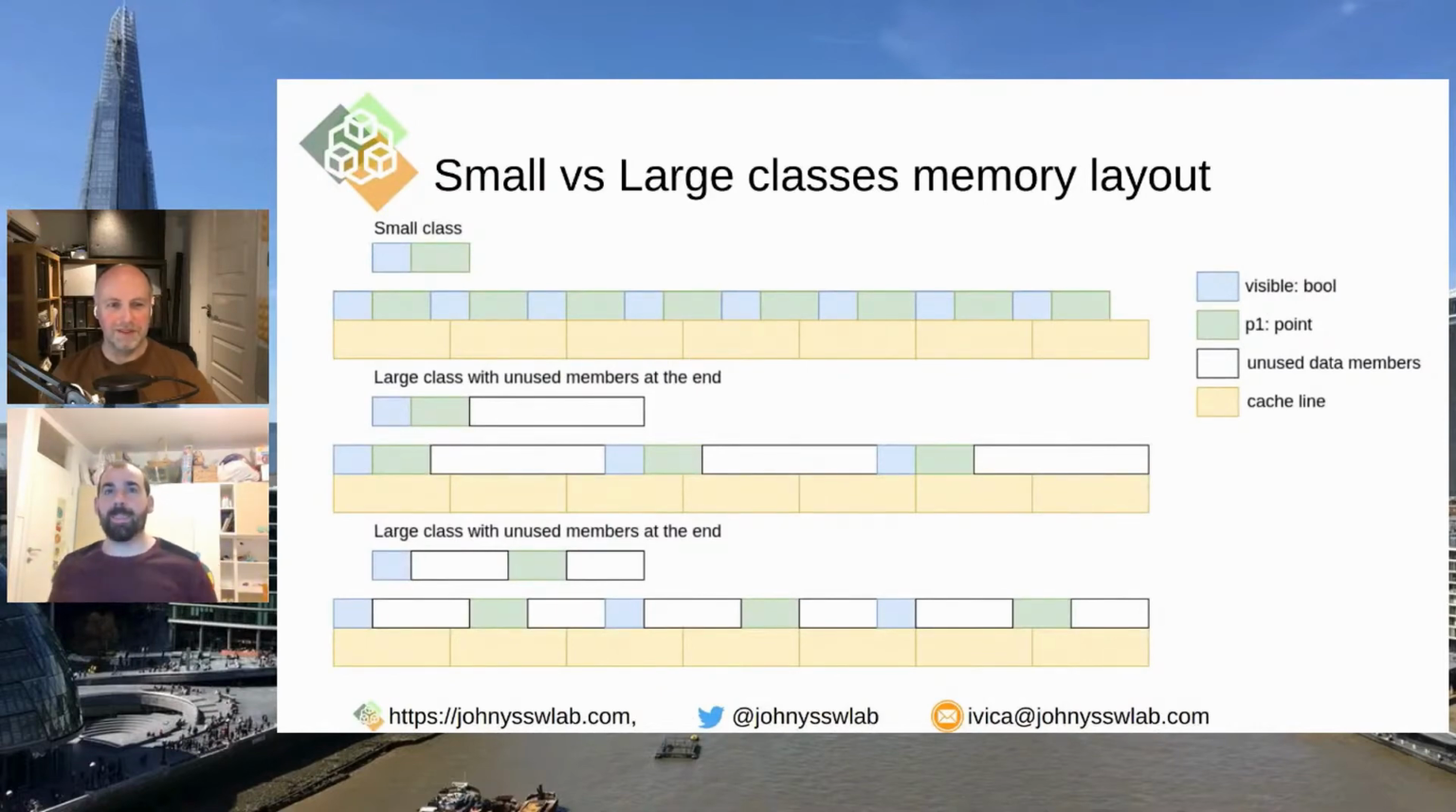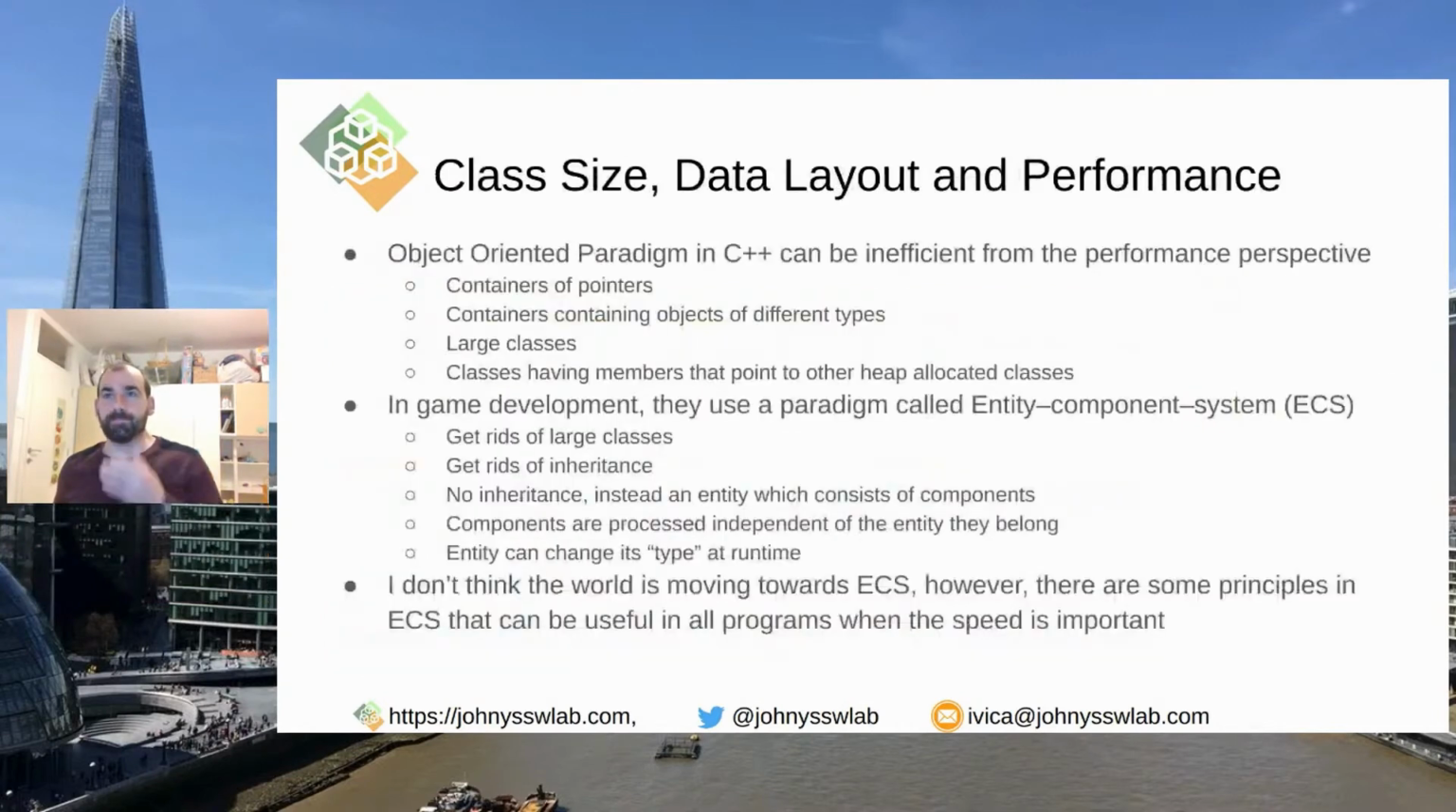So, class size, data layout, and performance. The object-oriented paradigm in C++ can be inefficient from the performance perspective because of containers of pointers that you have to use if you want polymorphism. This is not something that you must use, but C++ and the way things are done in C++ actually force that upon you.